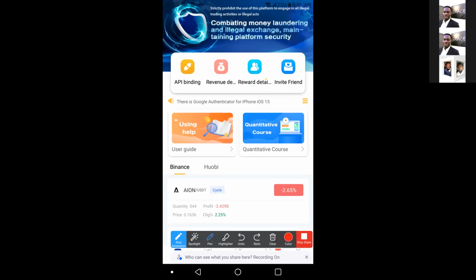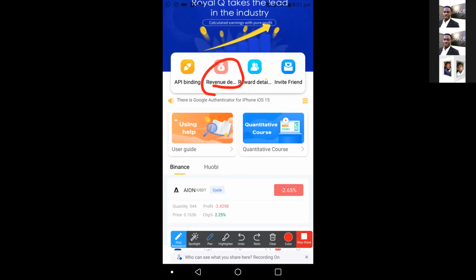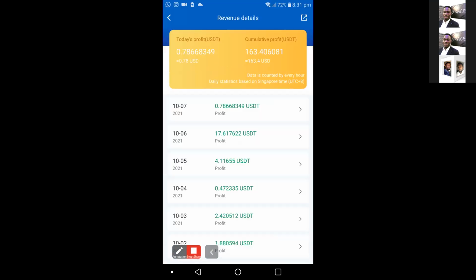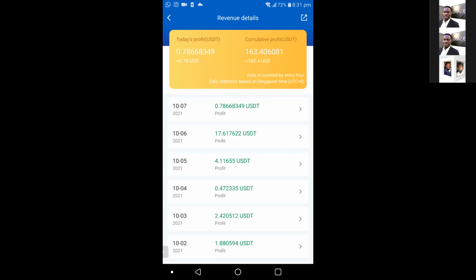I click on revenue details here. Okay, you can see that yesterday, that's today actually, because the bot's creators are based in Singapore, so it's 8 hours ahead. So by 5 p.m. today, they're already in a new day. They're already in 7th of October. So you can see that the date 7th of October is here.